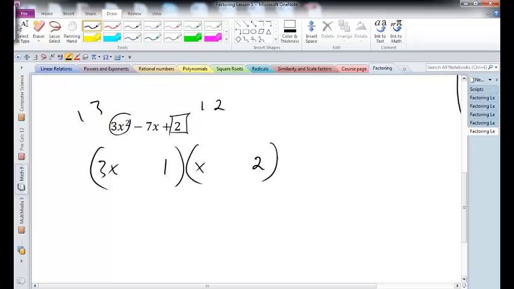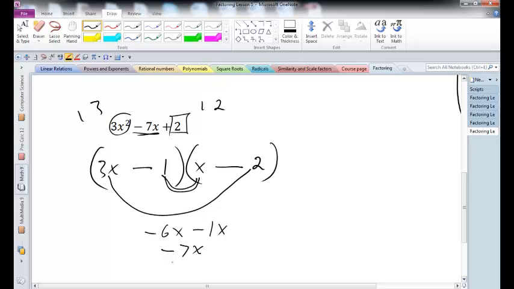And what you have to decide is placing them properly so that when we do the product of the outside terms and the product of the inside terms and add them together, we get that central term. And you can see this would be the best way to do it. If I had x minus 2, then this product would be negative 6x. And if I had 3x minus 1, then this product would be negative 1x. And the sum of those would be negative 7x. And that's how you factor these trinomials with a leading coefficient other than 1.